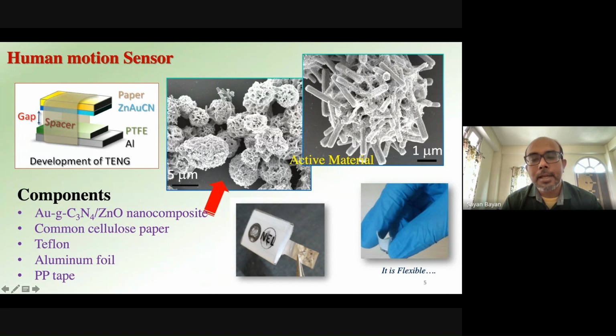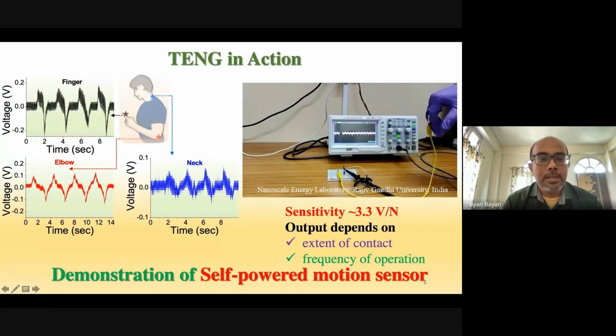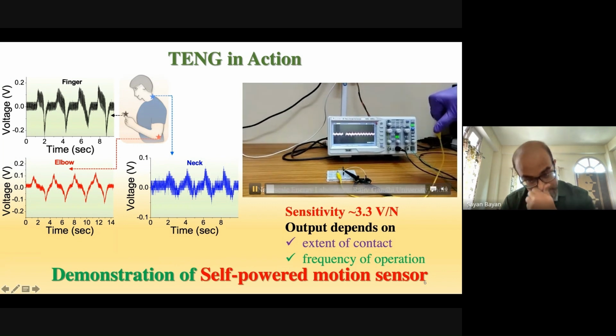These are the FESEM, field emission scanning electron microscope, images of the nanocomposite. Here you can see these are nanorods which are wrapped by gold decorated graphitic carbon nitride. This has been used as the active material in the device. Once we attach this kind of device on a human body, you can see three sensors placed on three different parts of the body, and one can find that with the movement of the finger, the elbow, or the neck, one can generate different output voltages.